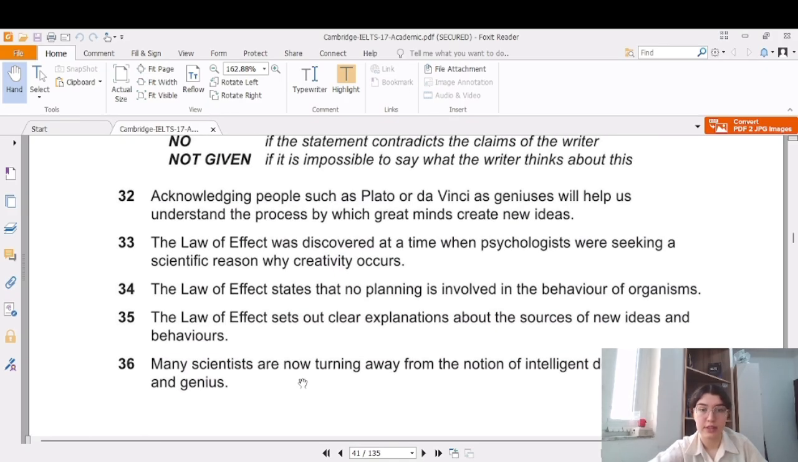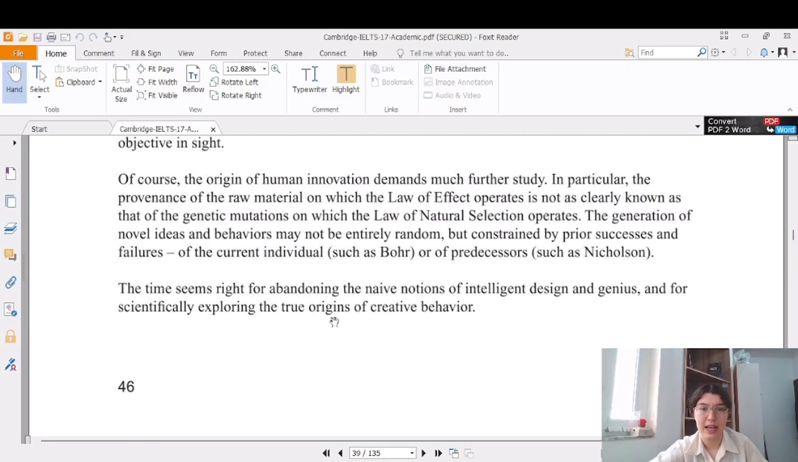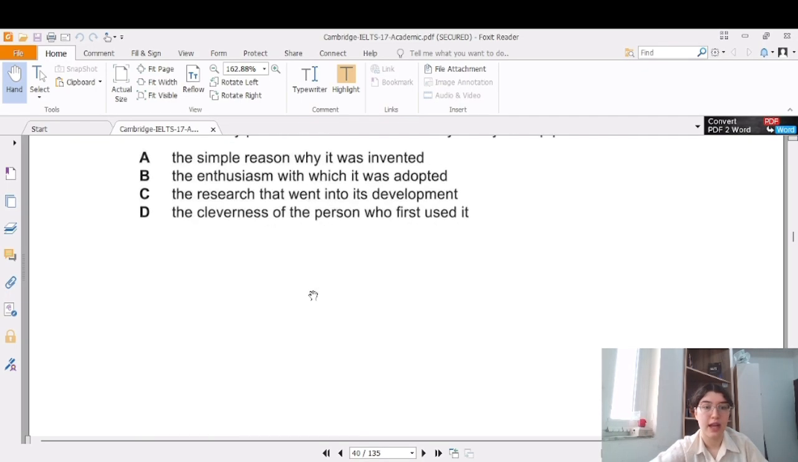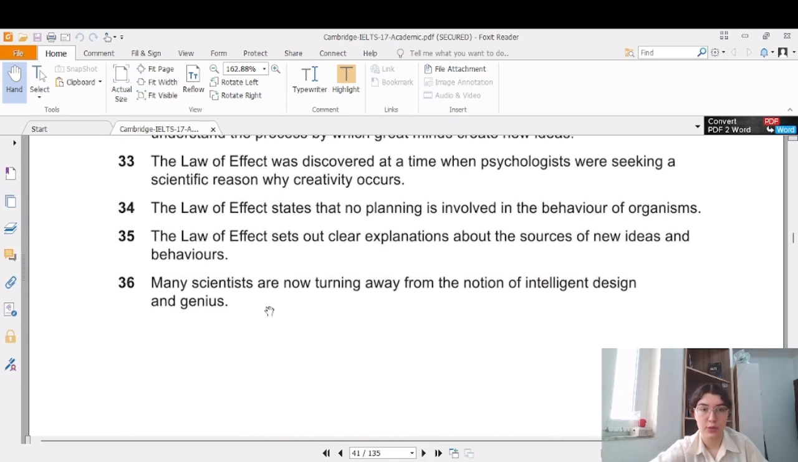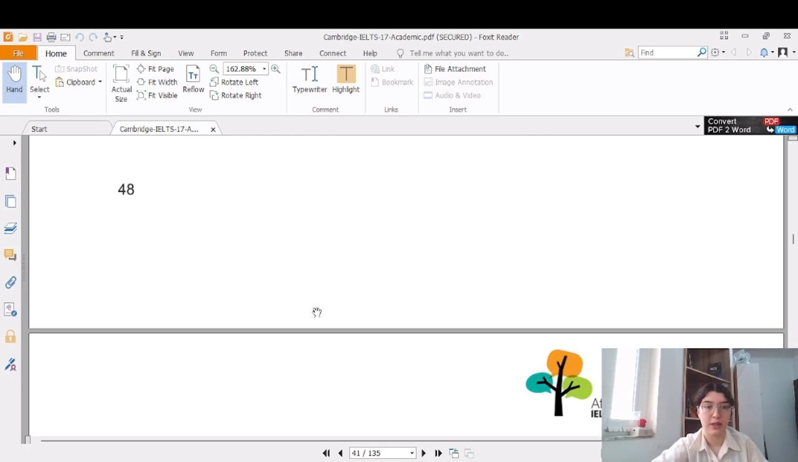Question 36 says many scientists are now turning away from the notion of intelligent design and genius. It doesn't say that scientists are turning away from that. It says that the time seems right for that. It didn't directly tell us that scientists are doing that. So because of that, the answer to question 36 would be not given as well.